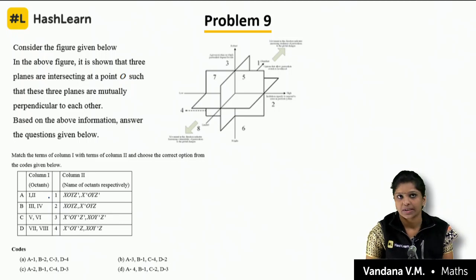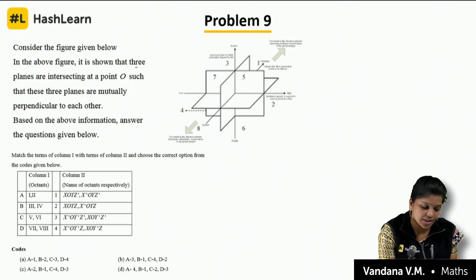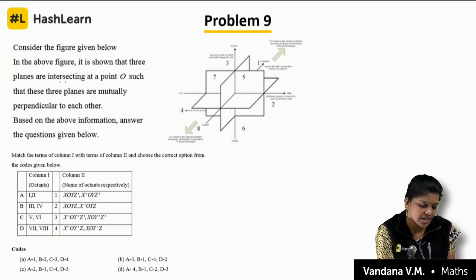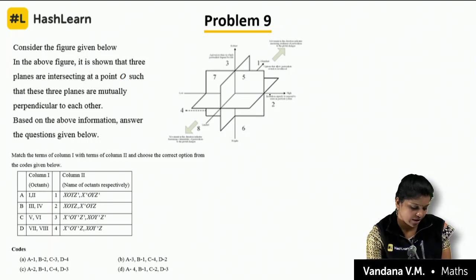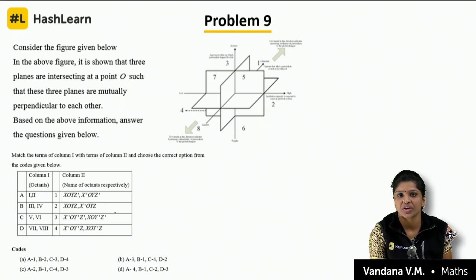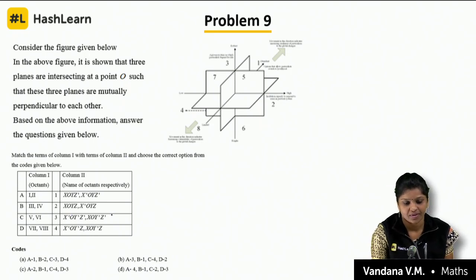Consider the figure given below. In the above figure, it is shown that 3 planes are intersecting at O. Okay. So now they are asking the point represents which octant? Arshad Khan, very good. Is it clear to you?